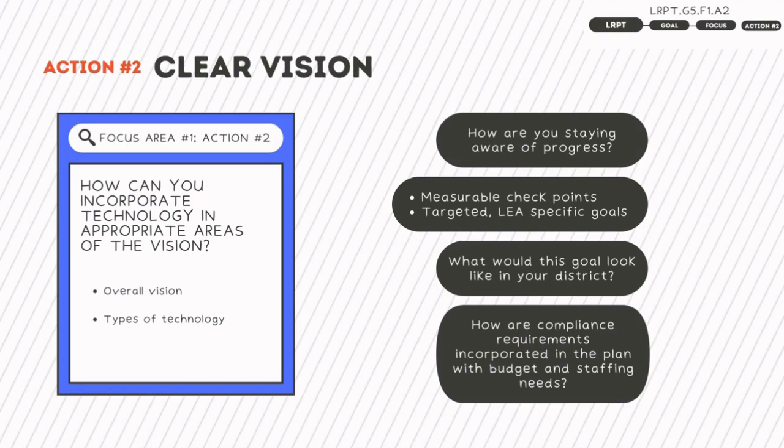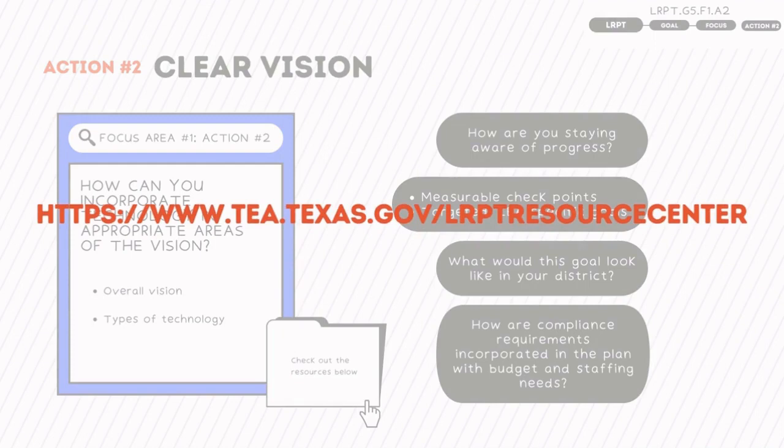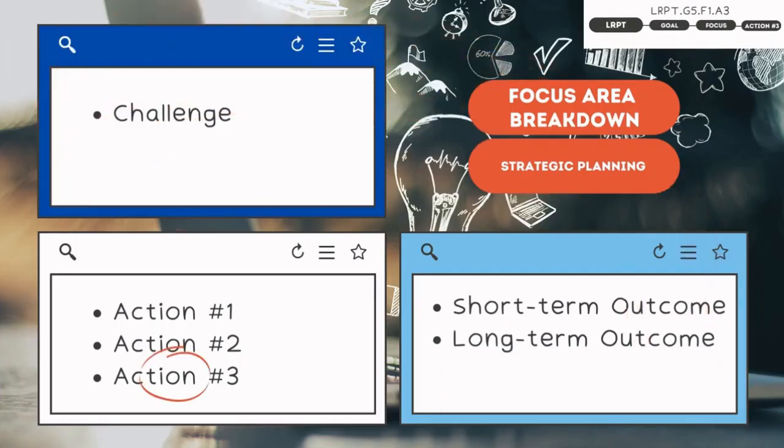Lastly, it's necessary to incorporate compliance requirements in the plan with budget and staffing needs. How is this included in your plan? Use the resources below to help guide this action step. Pause to use the workbook to reflect on how you are measuring progress and compliance. Now, let's move on to action number 3.